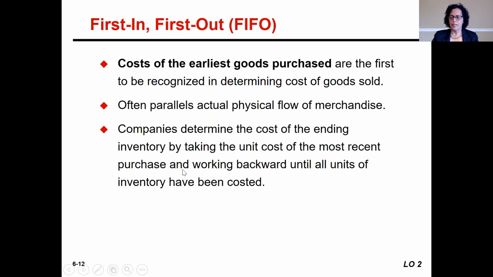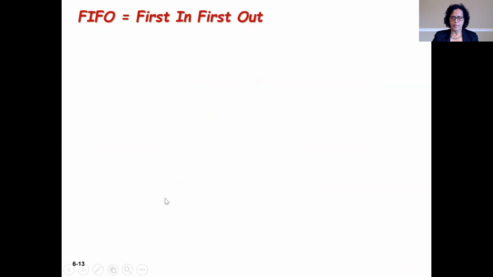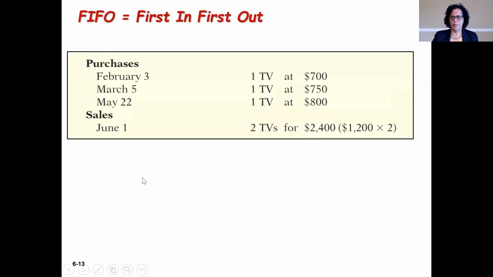You could do this even in the perpetual method. So let's take a quick look at the same exercise, the example that we looked at earlier. I'm using first in, first out. Which came in first? The $700 that was purchased on Feb 3rd, then March 5th, and then May 22nd.